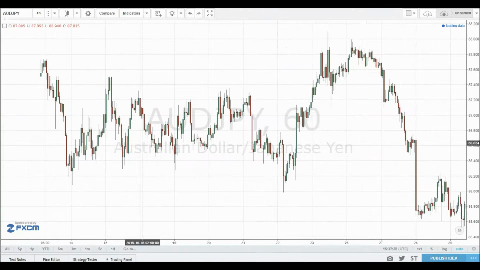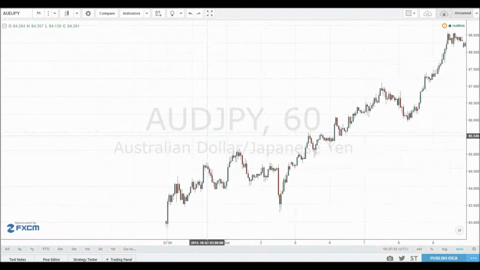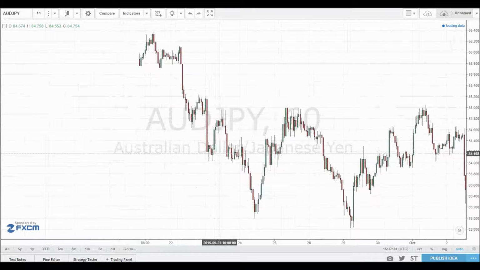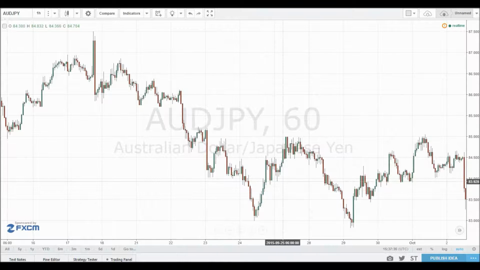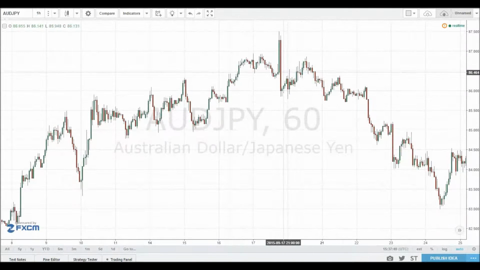Let's just go back a bit further. There's a big double bottom here. There's another head and shoulders pattern here. Once again, not the clearest because the head is so tight, but that's it.